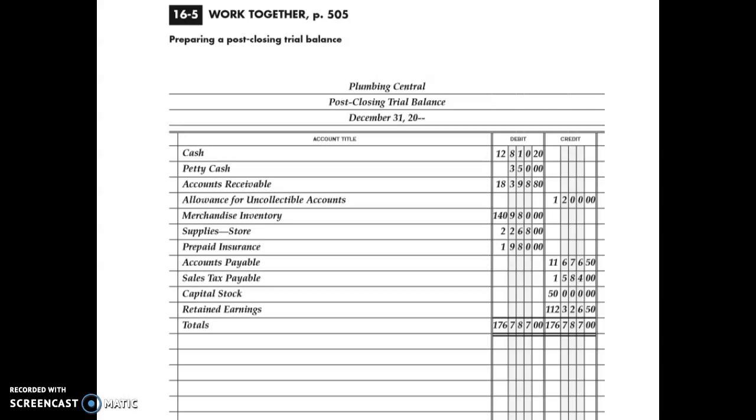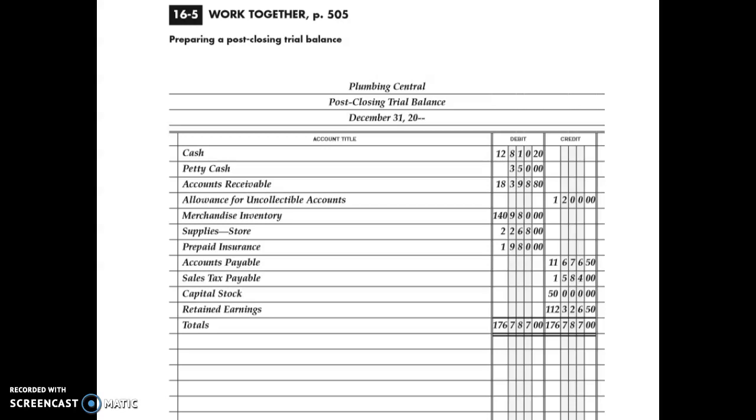So on December 31st, you will make this, and the purpose of this is to also show that our debits and credits still equal, because they always have to equal. You will prepare your heading first. You'll put the company name, the title of the report we are making, which is the post-closing trial balance, and then the date, December 31st, 2020.